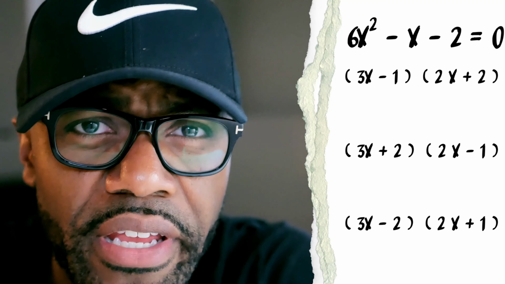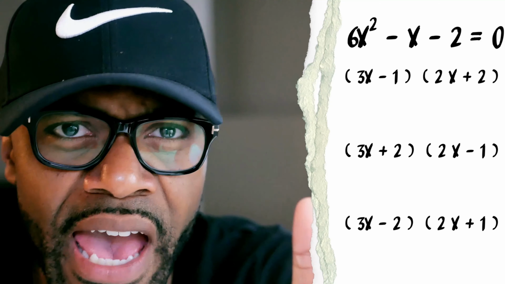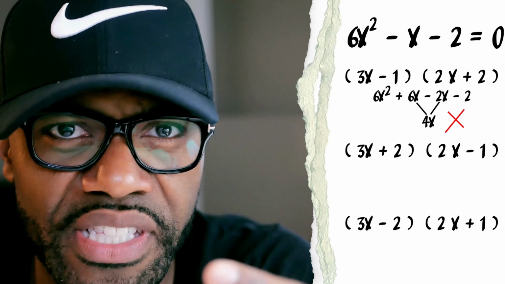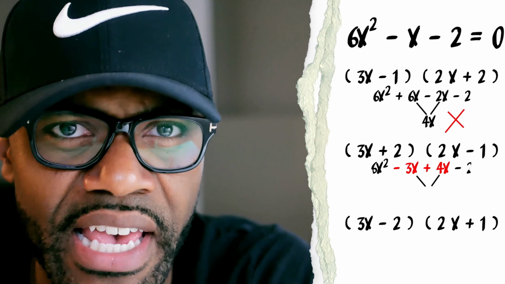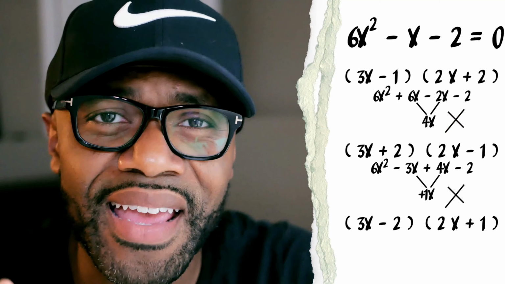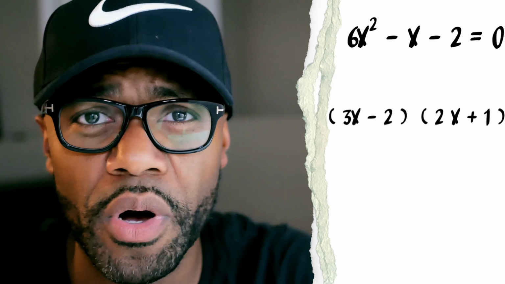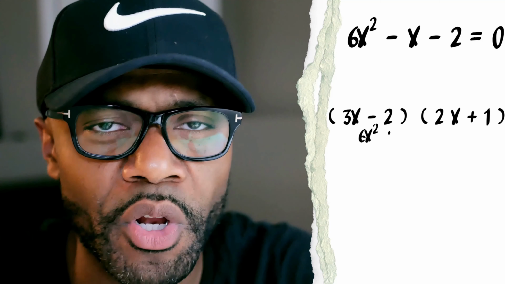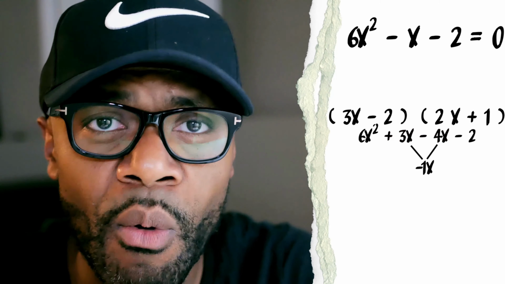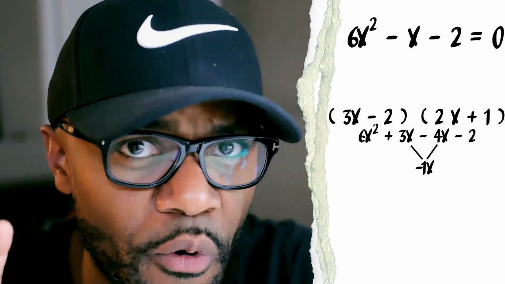If you look on screen and to my left, you're going to see a whole set of combinations that I have laid out. And when we multiply these sets of combinations, as you can see, only one combination set actually works out to make the middle term negative. And that combination is 3x minus 2 times 2x plus 1. When you multiply it together, you get a middle value of -x. So that's our factorization. Now what we have to do is solve for x.